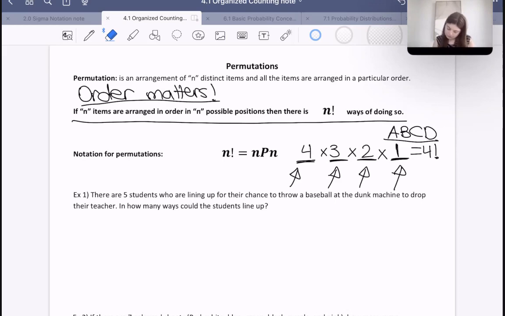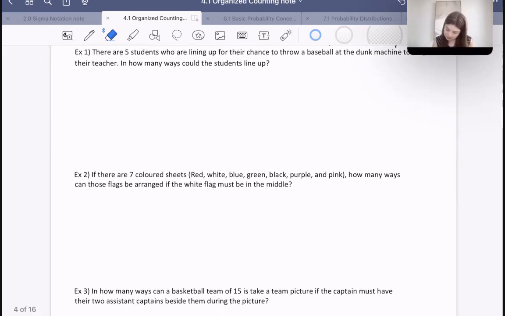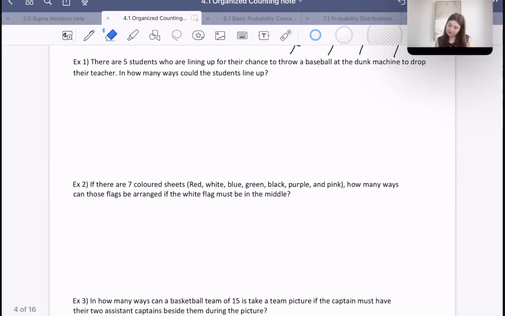Okay, so let's go to example 1 next. Example 1 says there are 5 students who are lining up for their chance to throw a baseball at a dunk machine to drop their teacher. In how many ways could the students line up? Well, let's see. There's 5 students. I'm guessing they all want the first spot. They probably all want the first chance to throw that baseball and dunk the teacher.